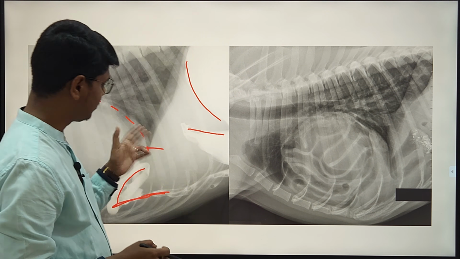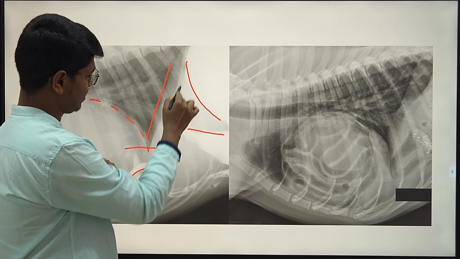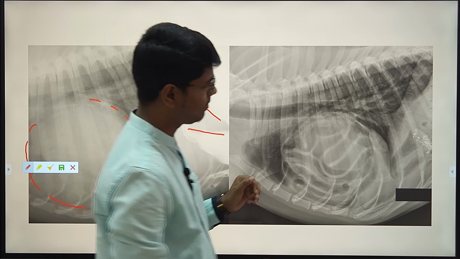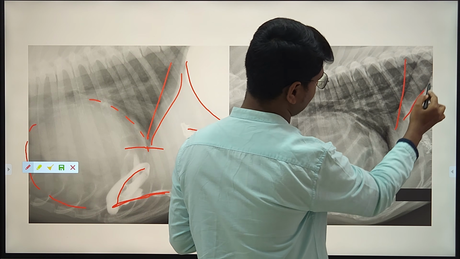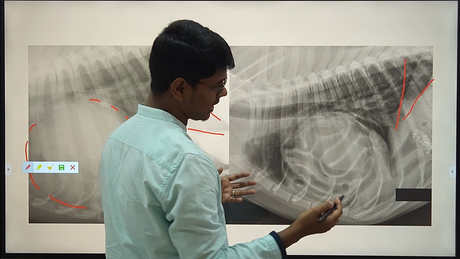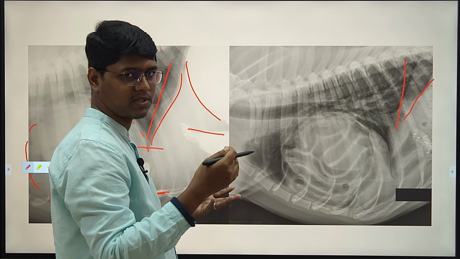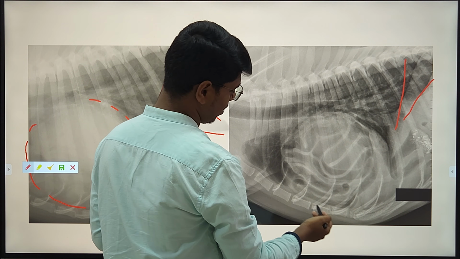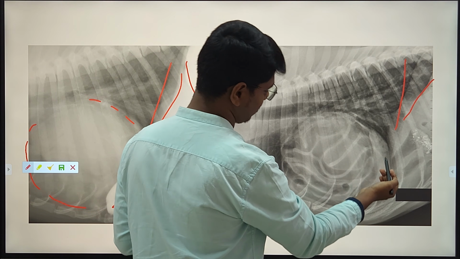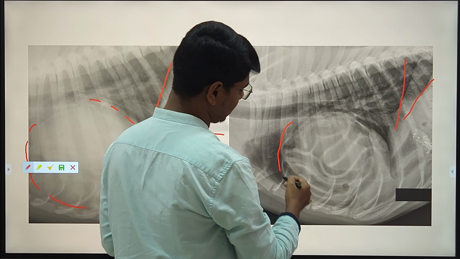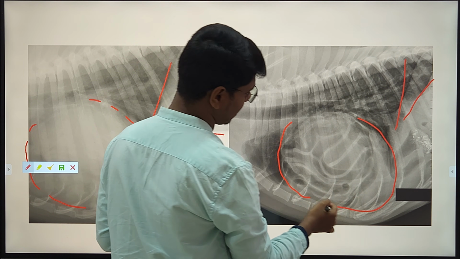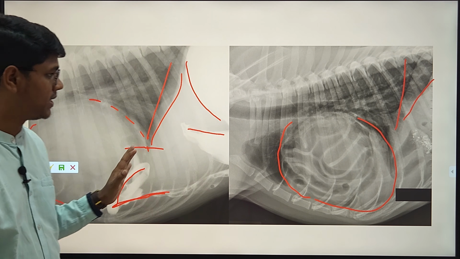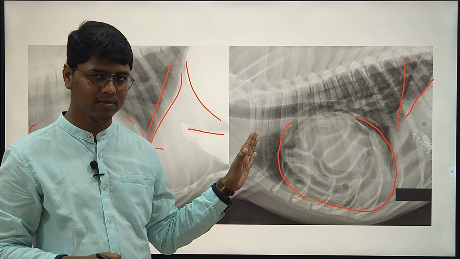Simply by changing the view, here a right lateral was taken. When the left lateral view was taken, slightly diverging, you see the gas from the fundus has entered the pylorus, then the small intestine. You can see multiple loops of intestine have herniated into the pericardial side, increasing the pericardial or cardiac silhouette. So this is peritoneo-pericardial hernia.